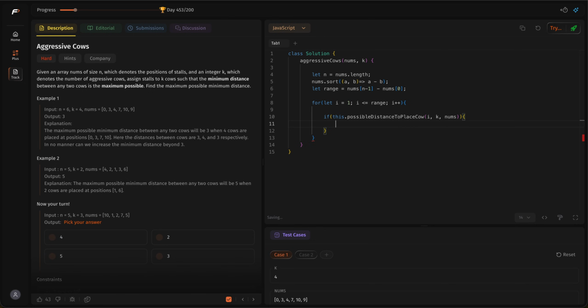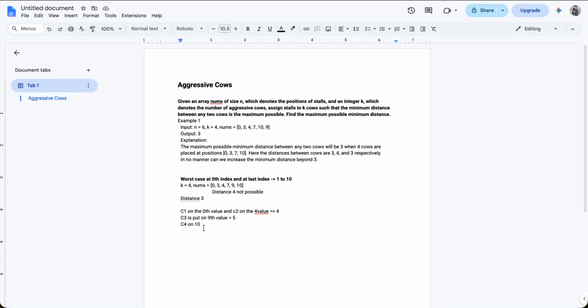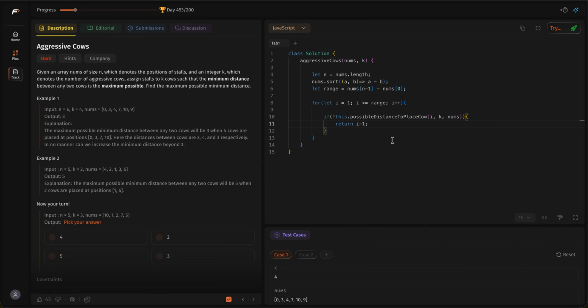Okay, so do one thing. If this function returns that this is not a possible distance, then return i minus 1. Because if this is not the possible distance I'm looking for, like over here in this case I tested for 4, which is not a possible distance, so I have to return 3, which is i minus 1 over here. Okay, let's go and write down this function first.